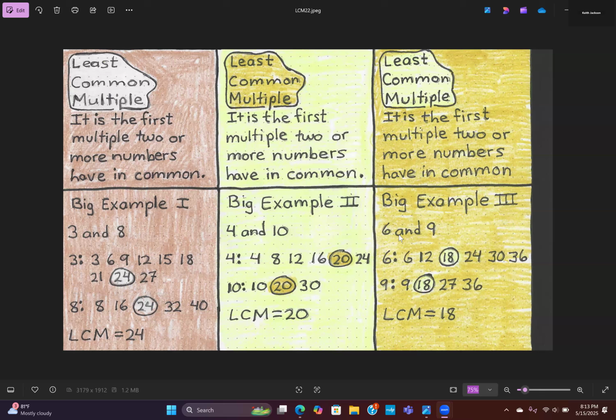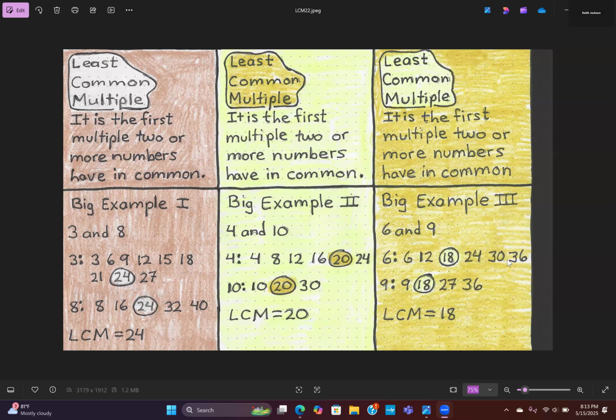Let us take a look at the least common multiple of 6 and 9. If we go 6 times 9, we will arrive at 54. 54 is a multiple of 6 and 9, but is it the least common multiple? We're going to show you why it is not. We're going to count by 6: 6, 12, 18, 24, 30, and 36. And we'll count by 9: 9, 18, 27, and 36.